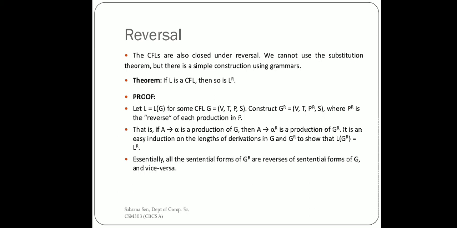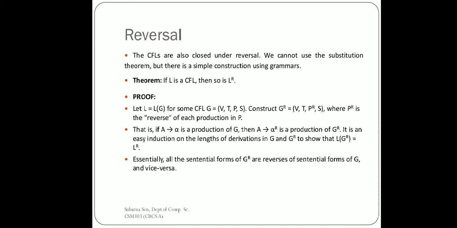So we can follow the process of induction to prove that CFLs are closed under reversal. You can see here we are considering one grammar G as V, T, P and S. So what will be the grammar for reversal? Same thing will remain, only the production rule will be the reverse, right? Other variables, terminals, start symbol, everything will be the same. That is how it will work.